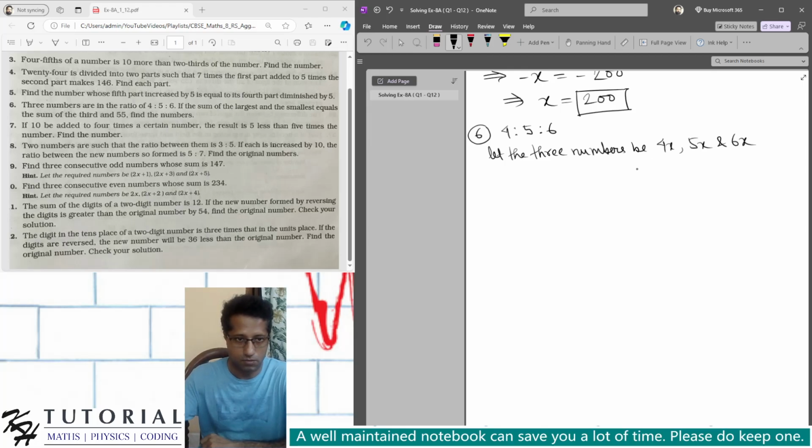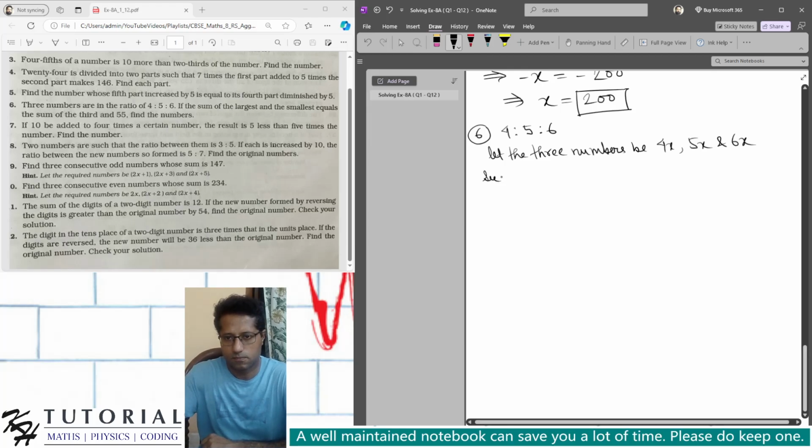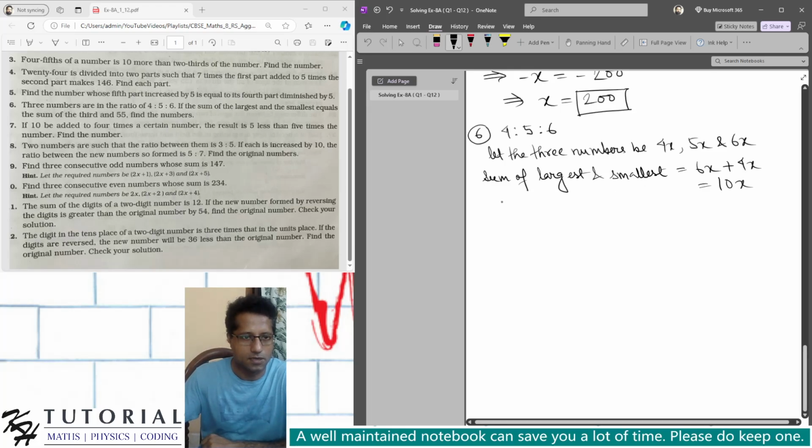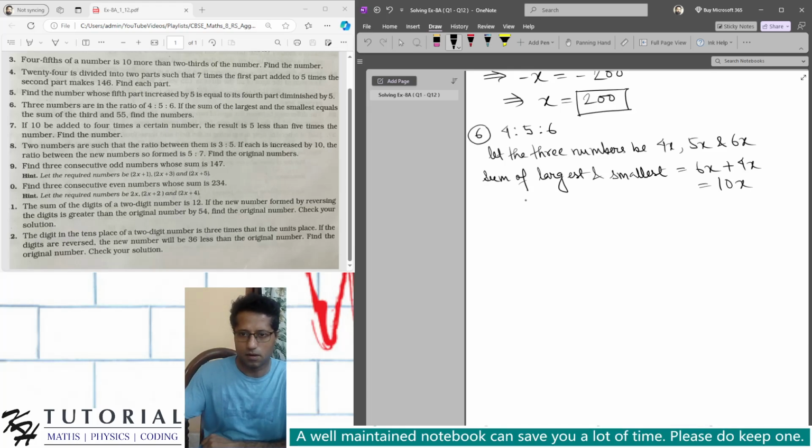Now it is given that the sum of the largest and smallest equals the sum of the third and the 55. So the sum of the largest and the smallest is equal to, largest is 6x and smallest is 4x, 6x plus 4x is 10x. And it is given that the sum of the third, and the third means the number which is not the smallest or the largest, that is the middle number.